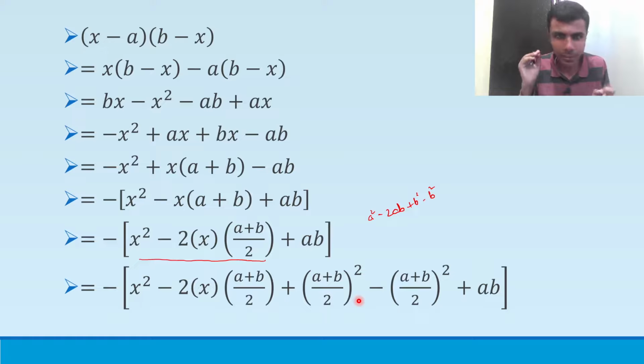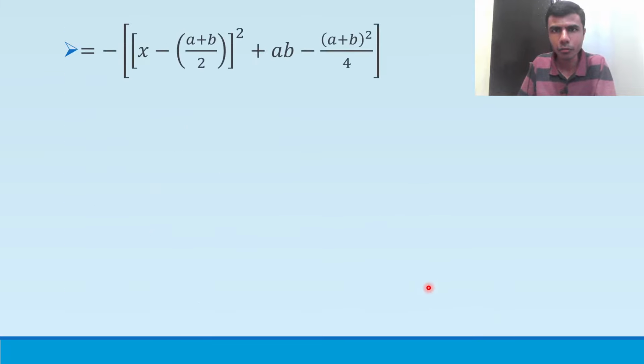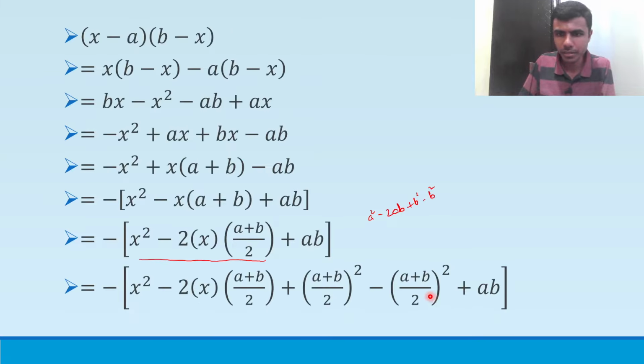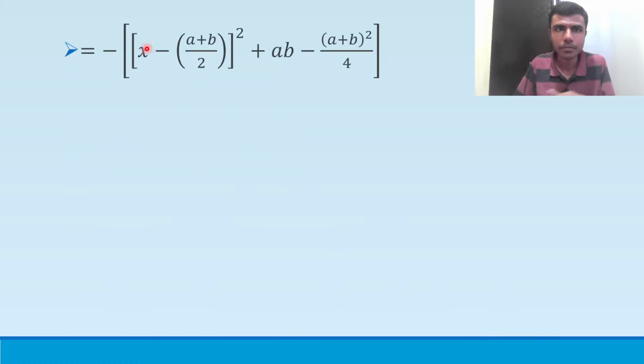Any doubts anywhere, you can come in the comments box. Fine. And here also I'm going to just rearrange. ab I'm writing in the front, minus ((a plus b) by 2) whole square. So I'm making (a plus b) whole square by 4, because 2 square is 4. And ab I wrote here. The first three terms will become (x minus (a plus b) by 2) whole square plus ab minus (a plus b) whole square by 4. I hope things are clear up till now.